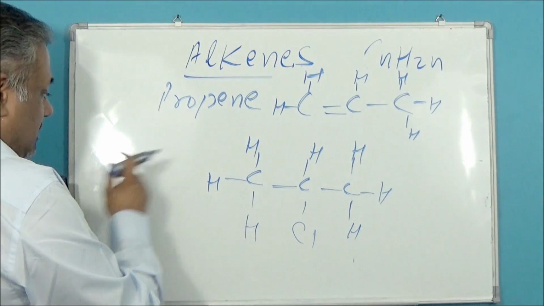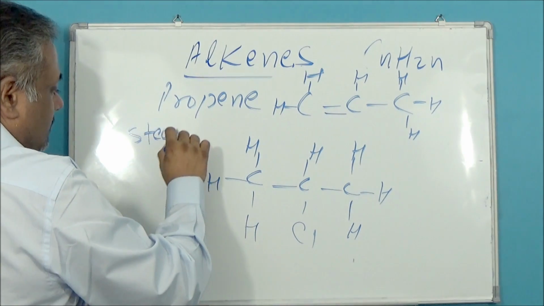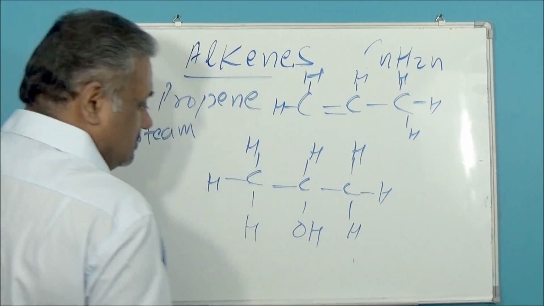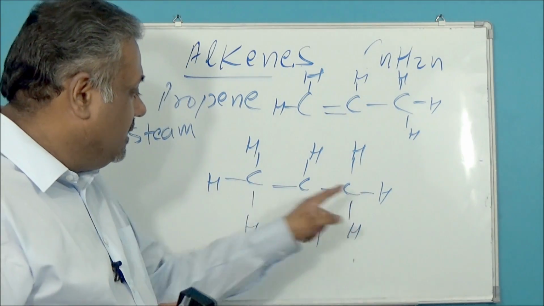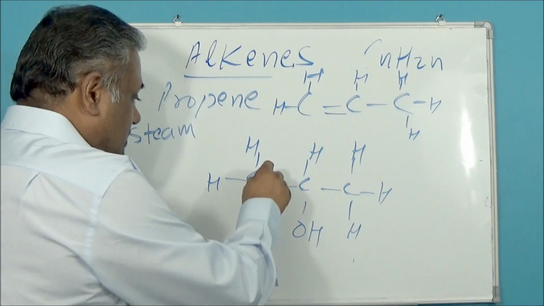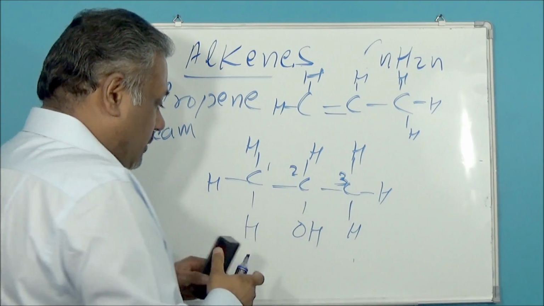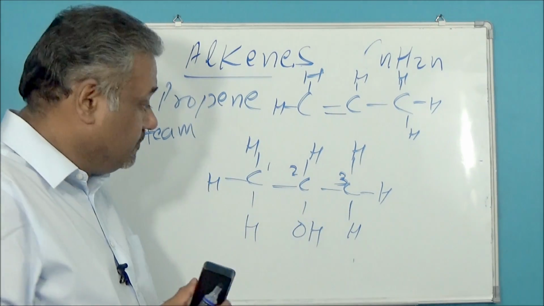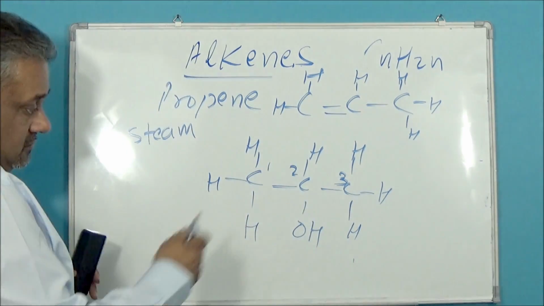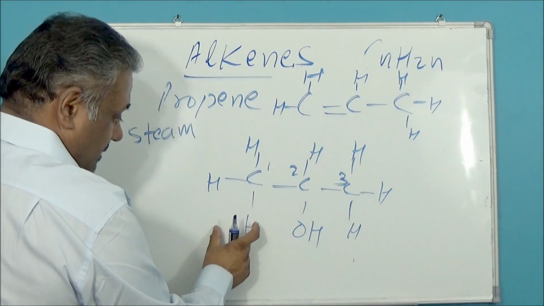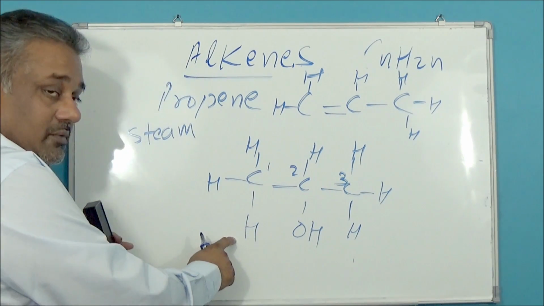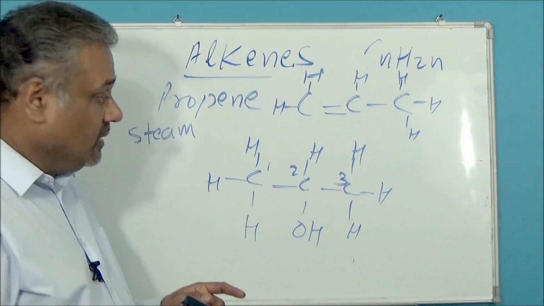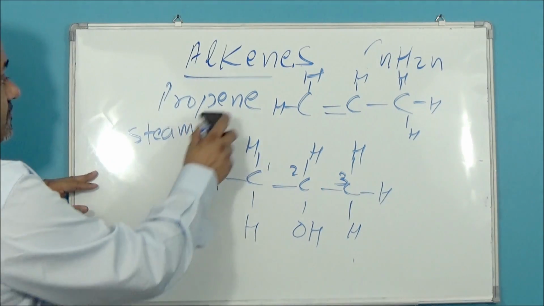And if you had done the reaction with steam, it's the same situation. Instead of Cl, you would have got OH here, and that would be propan-2-ol. That's because the position of OH is at the second position, so it's propan-2-ol. That's how we name it. But if by any chance you put the OH here and H here, in that situation it would become propan-1-ol or simply propanol. So that's the addition reactions of alkenes.